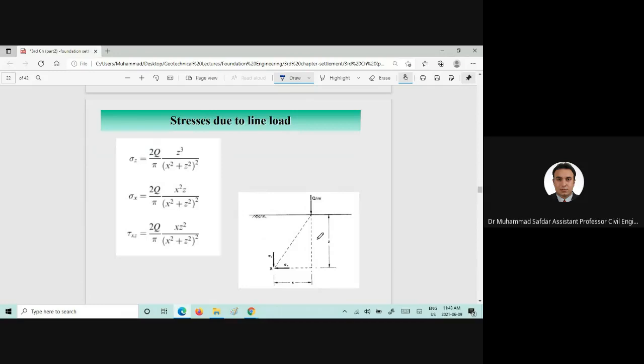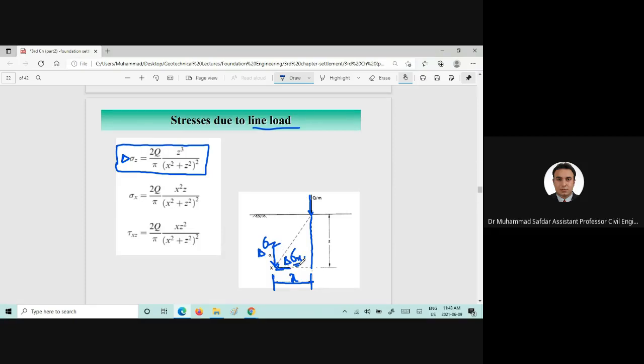Now, what if we are given a line load? In case of a line load, you can use this equation to find out the stress increase at a particular distance x from the central line. So this would be the delta sigma z, and here it would be delta sigma x.